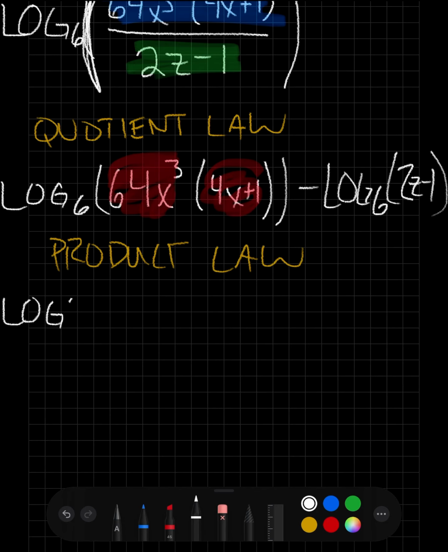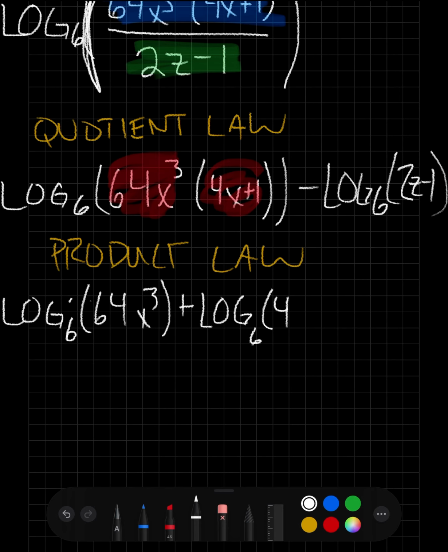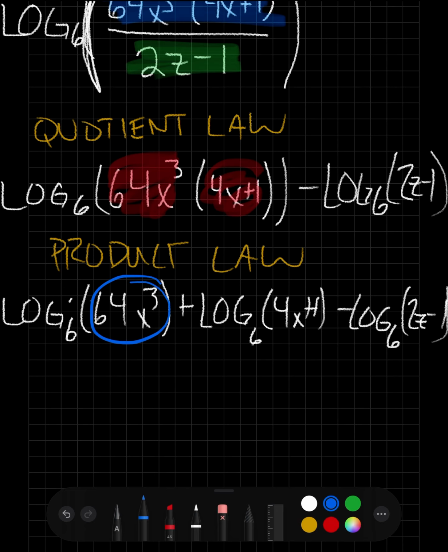And that's going to leave me with log base 6 of 64x cubed plus log base 6 of 4x plus 1 minus log base 6 of 2z minus 1. And there's still more I can do. I see here that I actually have a product, 64 times x cubed. So I'm using my product law again.